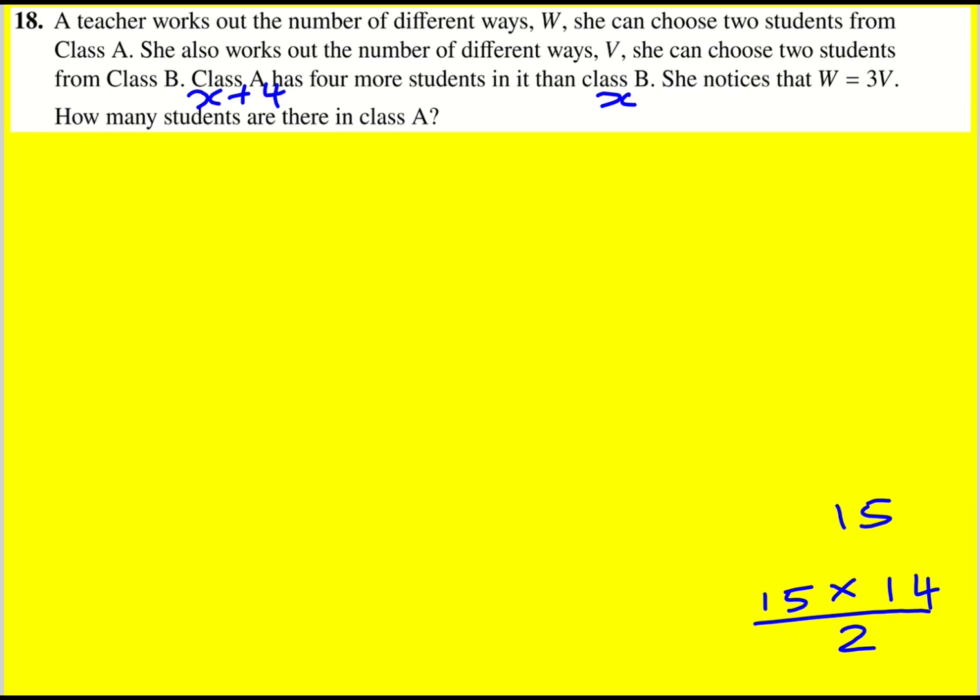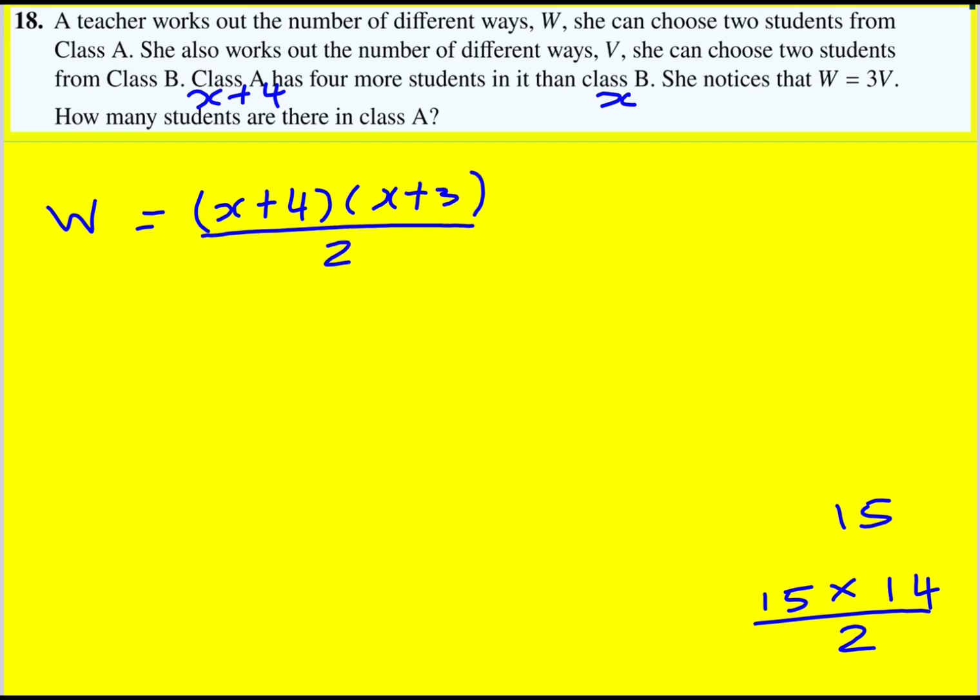So in our case, we've got W. That was the 2 students from class A, there's going to be X plus 4 ways to pick the first student, then X plus 3 ways to pick the second student, but again, we need to divide by 2 to avoid double counting. And V is going to be X times X minus 1 over 2. So that's class B. And then we can form an equation. W is equal to 3V.